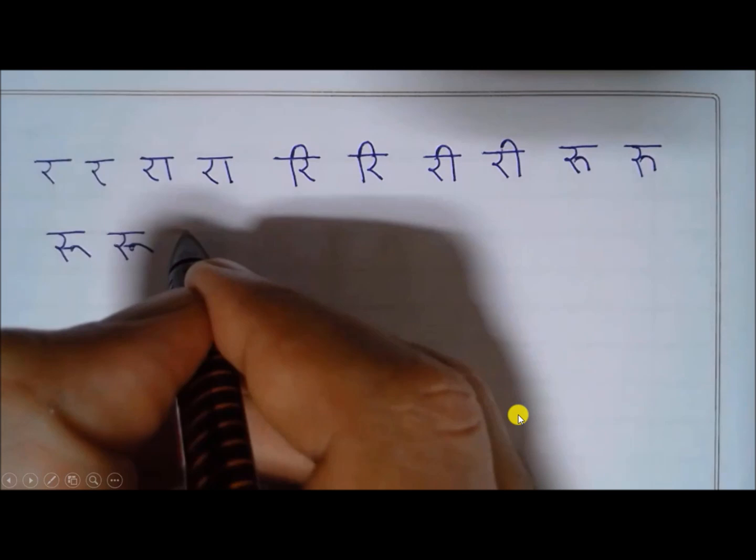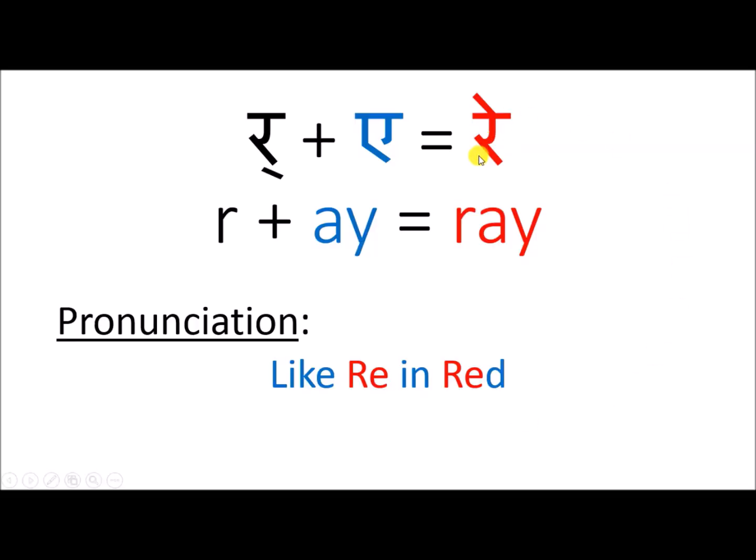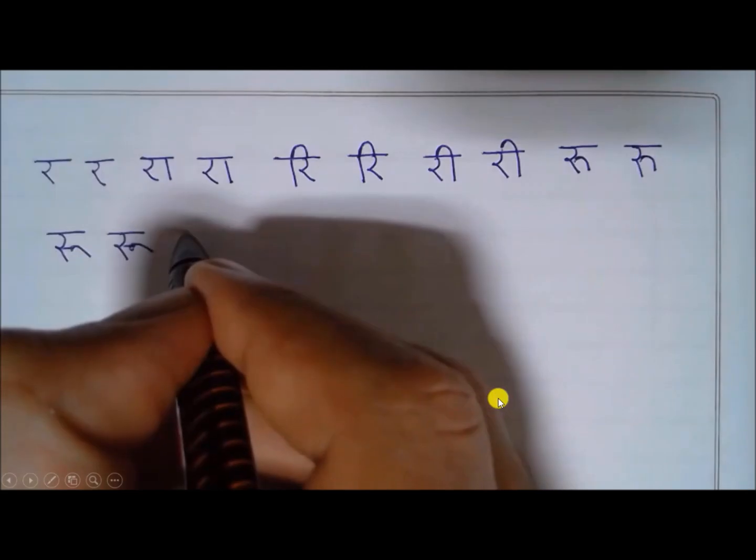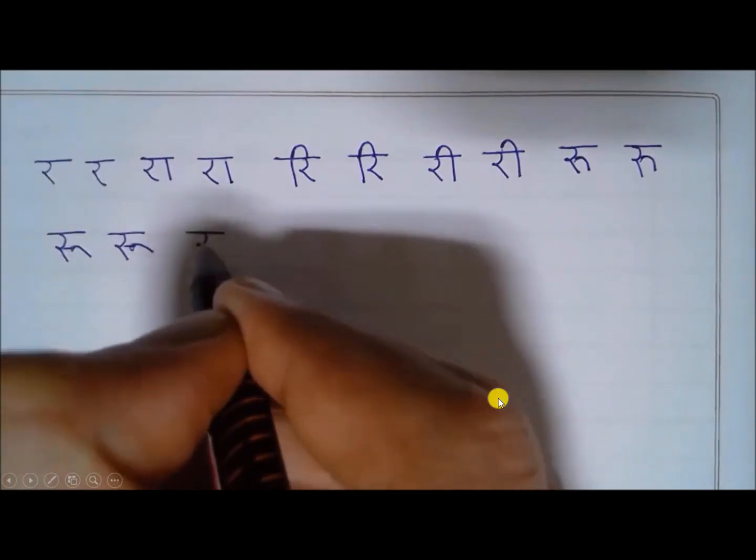Okay. Next is re. And you get this sound re when you add r to a. R plus a equal to re. R plus a equal to re. And re is pronounced like re in red. Red. Okay. And re is written like this.